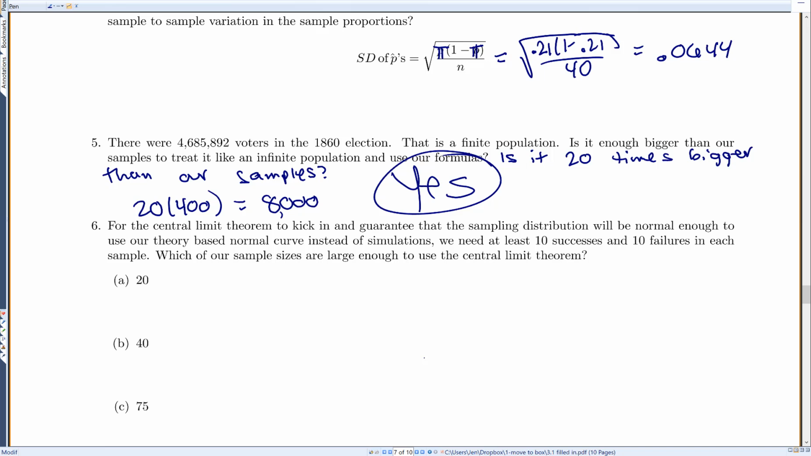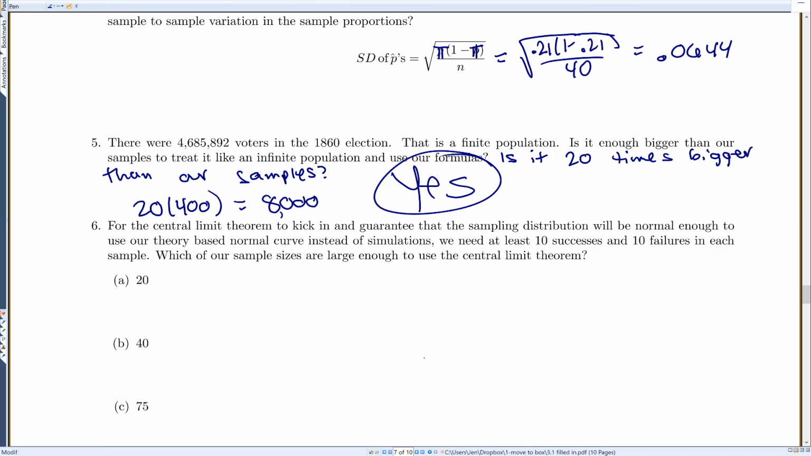Now, for the central limit theorem to kick in and guarantee that the sampling distributions will be normal enough to use our theory-based normal curve instead of using simulations, we need at least 10 successes and 10 failures in each sample. So which one of our sample sizes is actually big enough to use the central limit theorem? Now, in this case, we don't actually have a sample. So previously, when I've asked you, is it big enough, you actually had a sample.